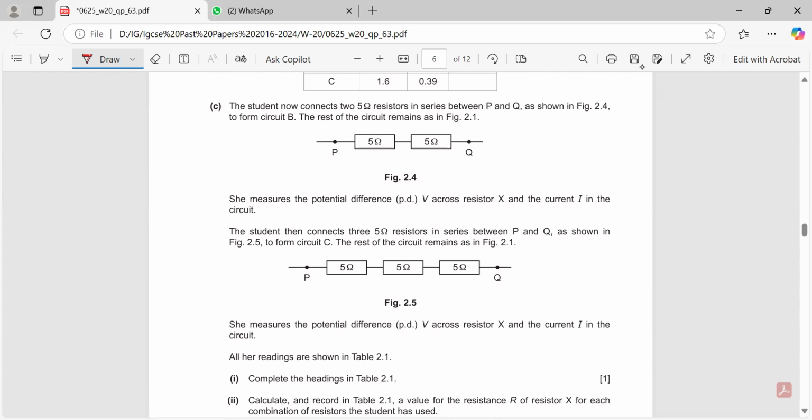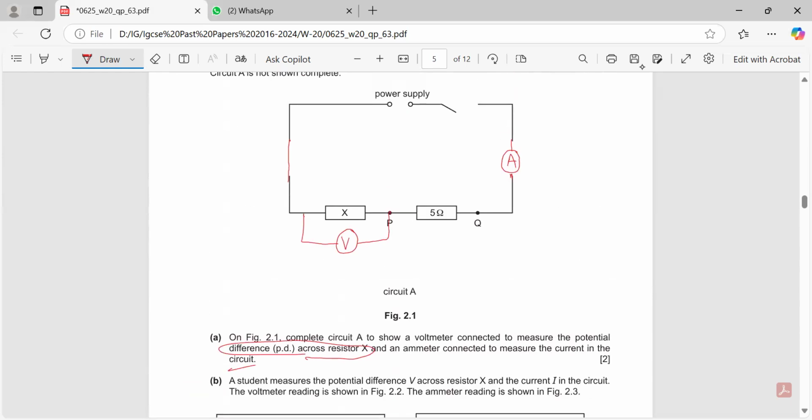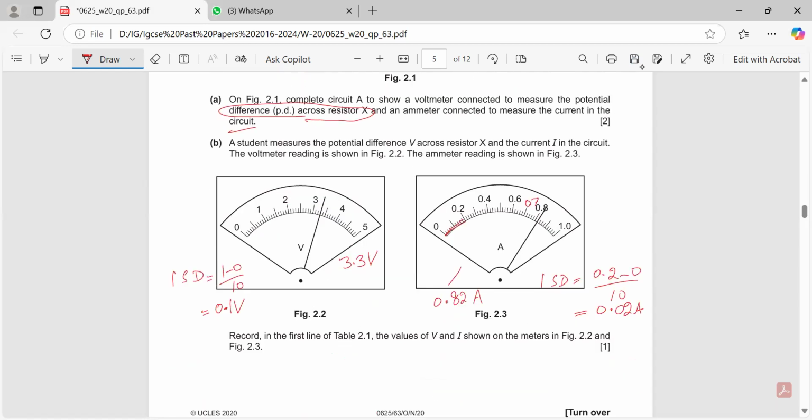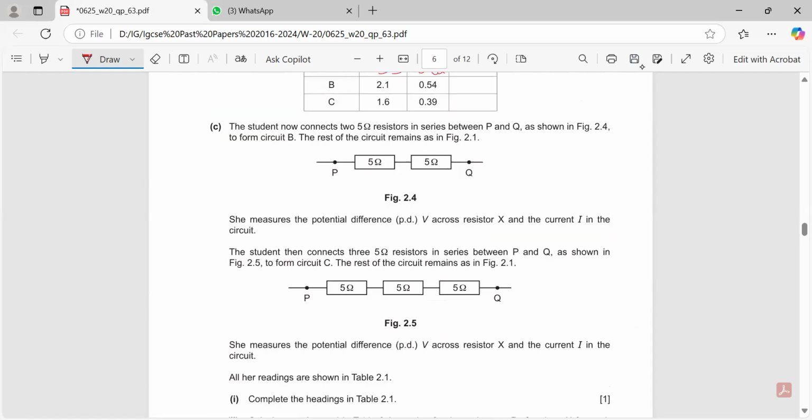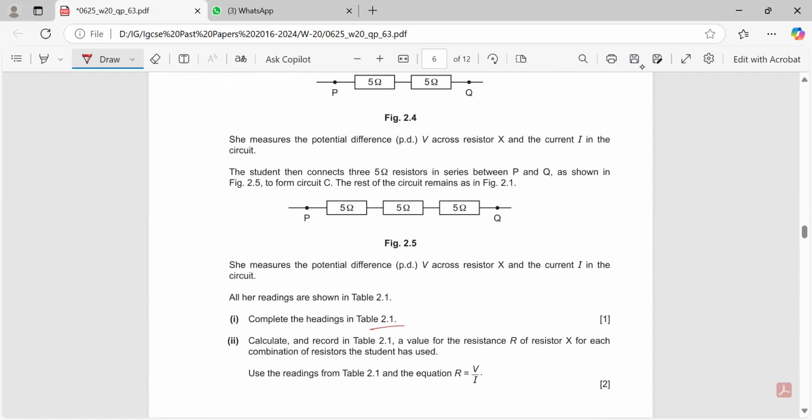Complete the headings in table 2.1. But before solving this, see here, between P and Q there is only one resistor. After collecting the data for V and I, the student has connected another 5 ohm resistor between P and Q in series with the previous one, and again read the current from the ammeter and the potential difference across X by voltmeter. Then the student repeated by connecting three 5 ohm resistors between P and Q, and the rest of the circuit scenario is the same.